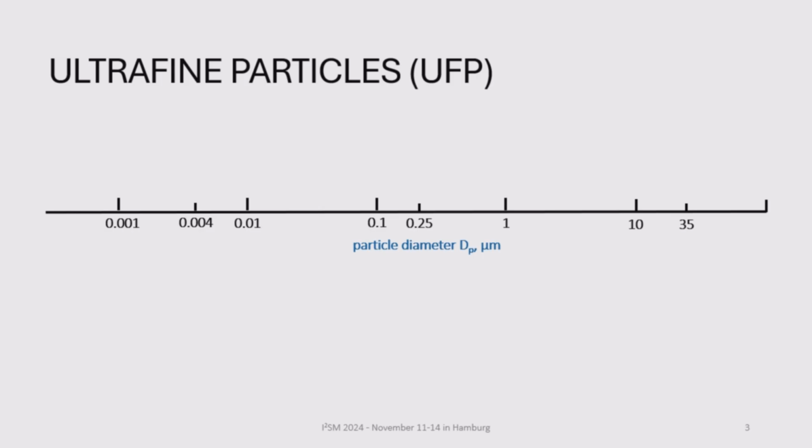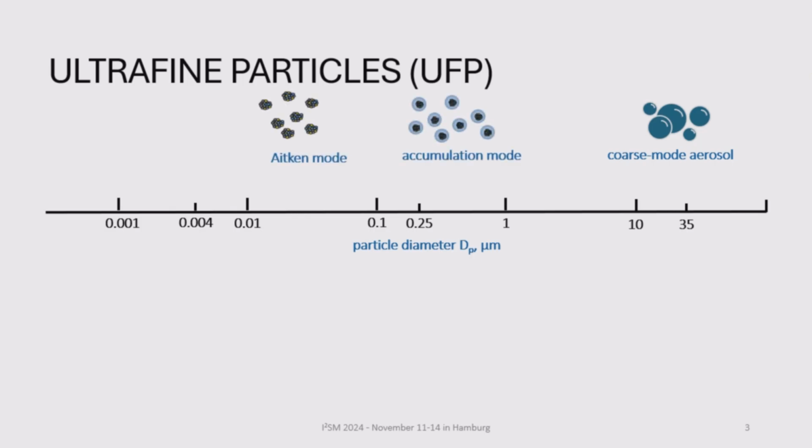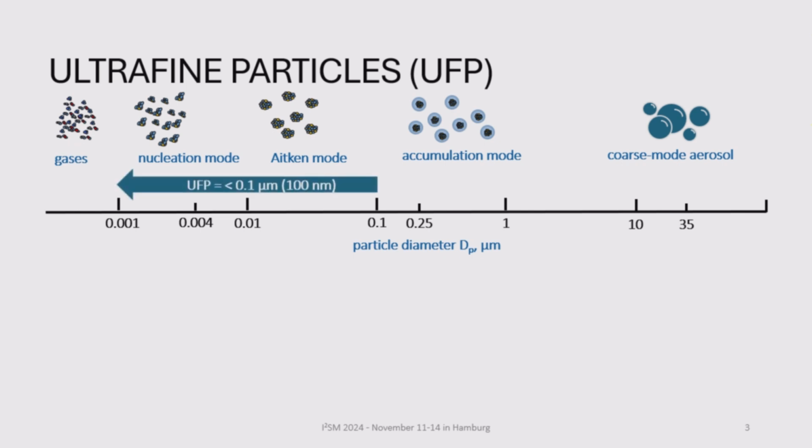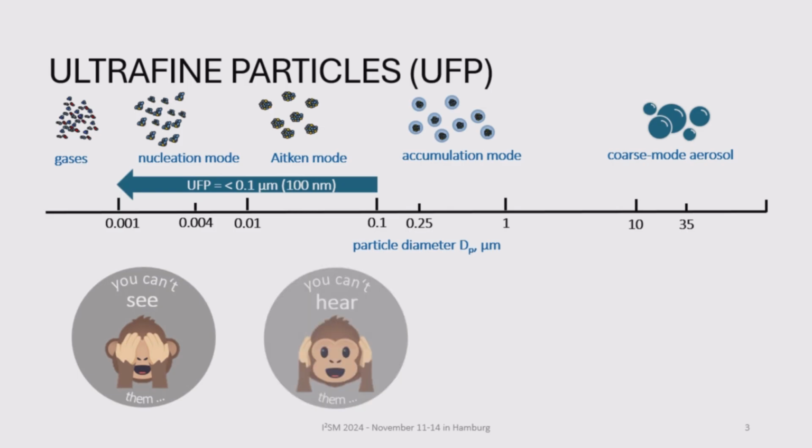So these ultrafine particulates, as they're called, are from 0.1 micrometers down to very, very tiny sizes. And there are all different kinds of particulate, with the size depending on where it's coming from.